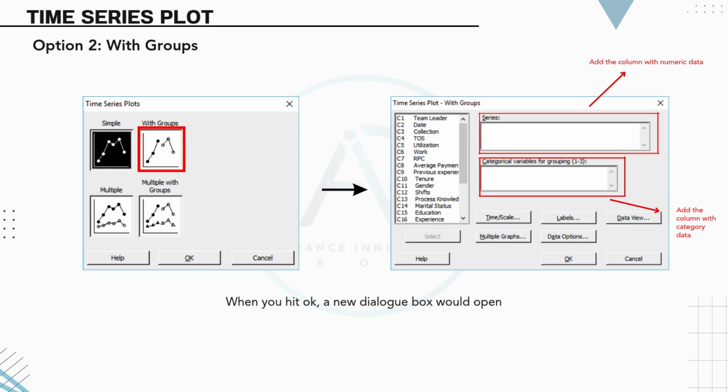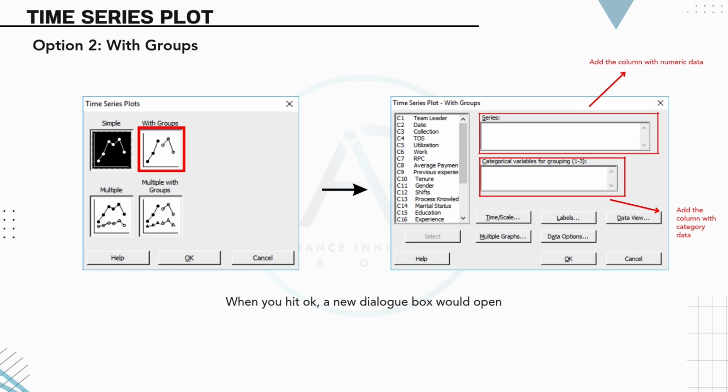By adding a grouping variable, Minitab will plot separate lines on the same chart for each group. This makes it easier to identify how each category performs over time and spot differences or similarities between them. Once you've selected your fields, you can proceed to add timestamps just like we did earlier to make the plot even more meaningful.